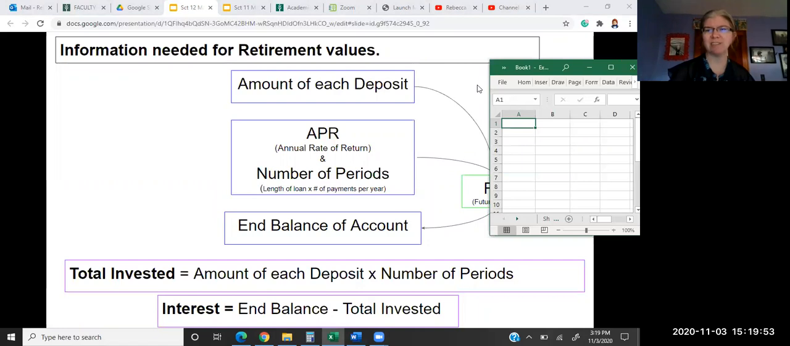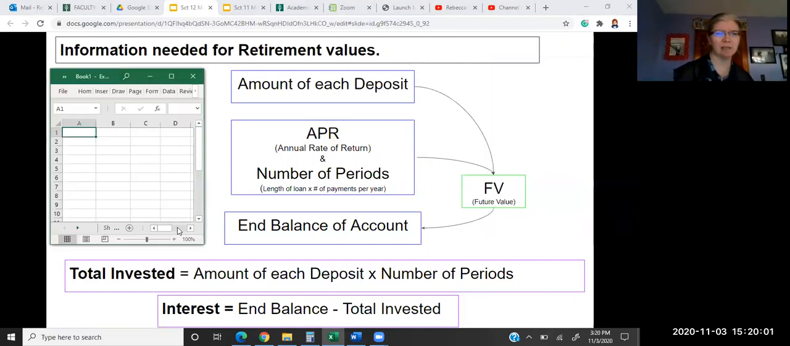Just make my screen so I can have it all in one place here, maybe. I know, it's tiny. Let's see.